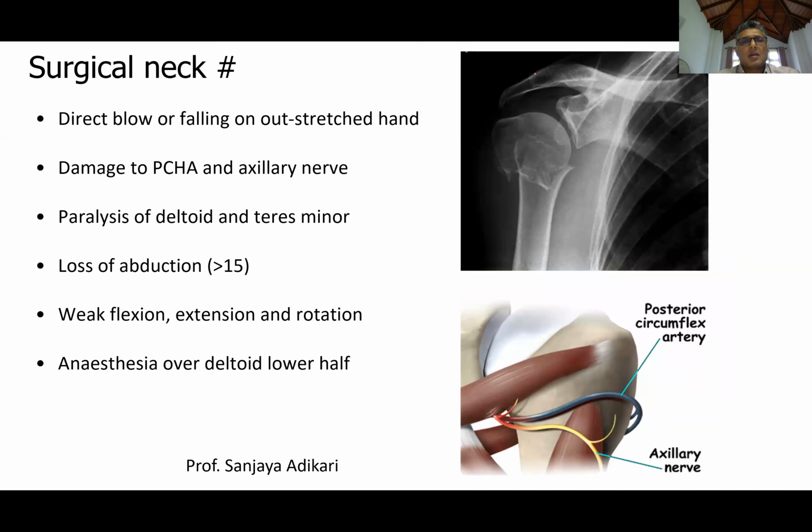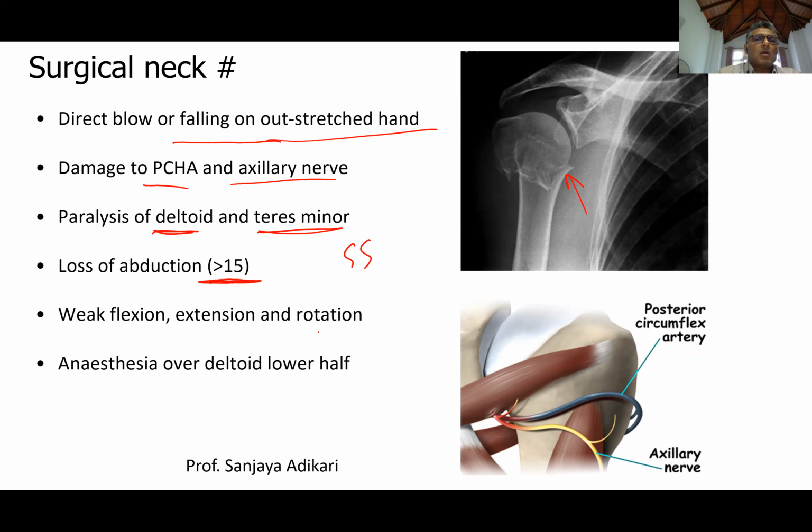Then the surgical neck fractures. Most of the upper limb fractures are due to falling on the outstretched hand, you know that. With surgical neck fractures, you can get damage to the posterior circumflex humeral artery or the axillary nerve, which are both related to that area posteriorly. When the axillary nerve is damaged, the two muscles supplied by it, the deltoid muscle and the teres minor muscle, will be paralyzed. And there is loss of abduction above 15 degrees, because the first 15 degrees is done by the supraspinatus. After that, it is the middle fibers of the deltoid that do it.